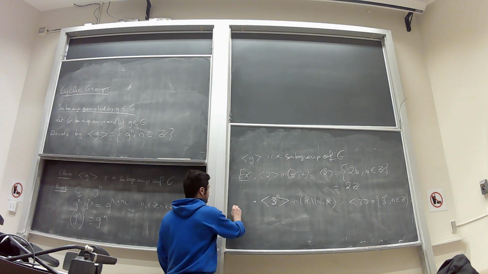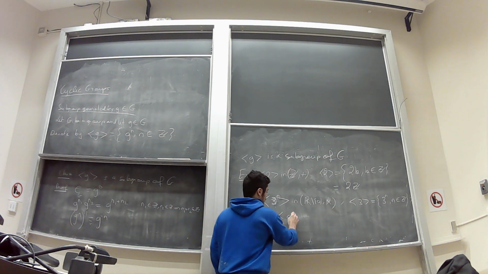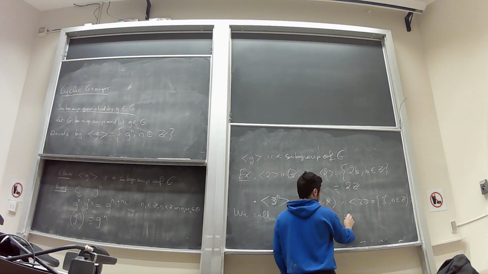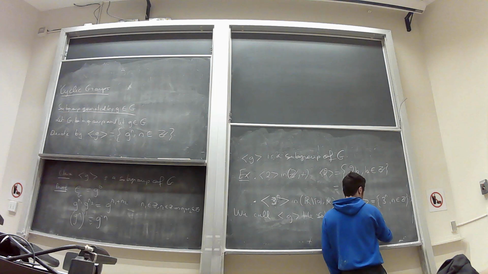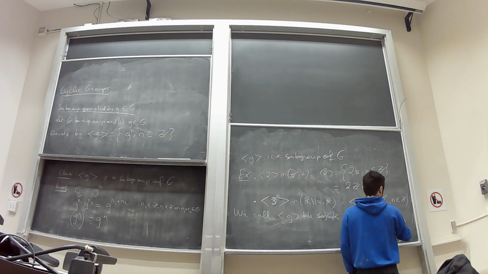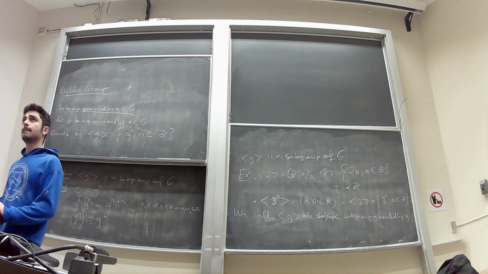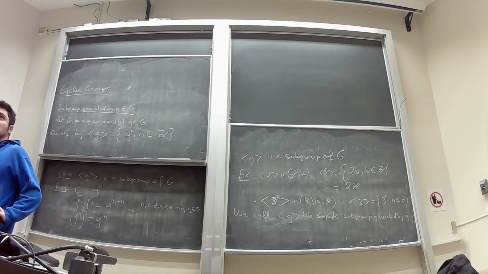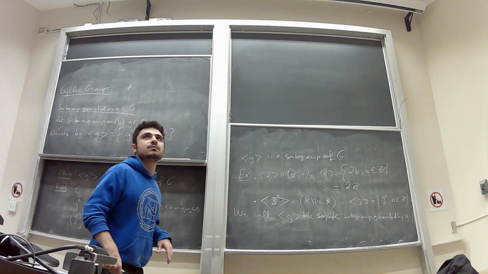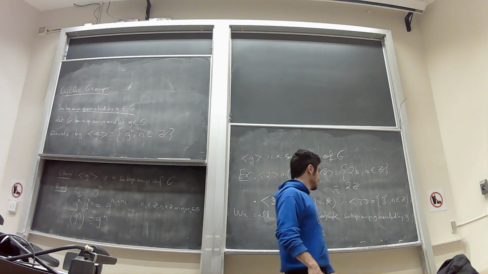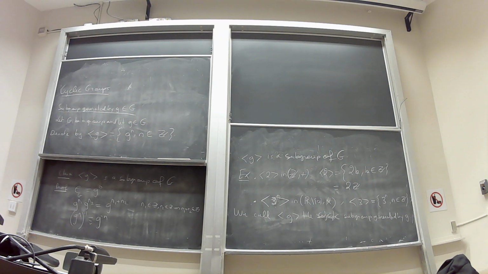Now, we call angled bracket g the cyclic subgroup generated by g. The angle bracket is just a notation. That's how I call this set. It is the cyclic subgroup generated by g. Okay? Generated by g. Great.